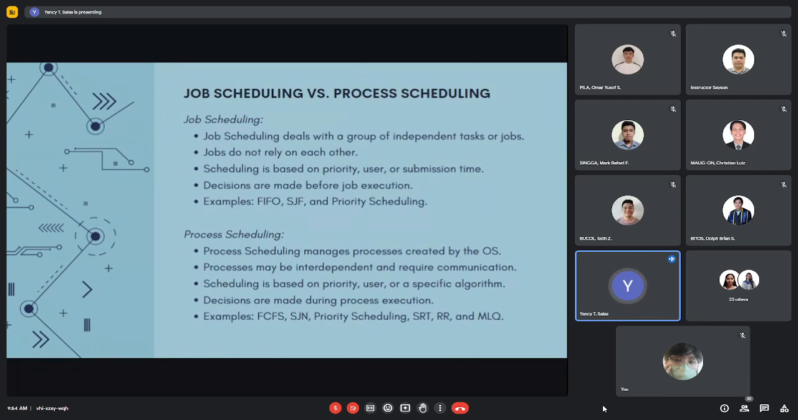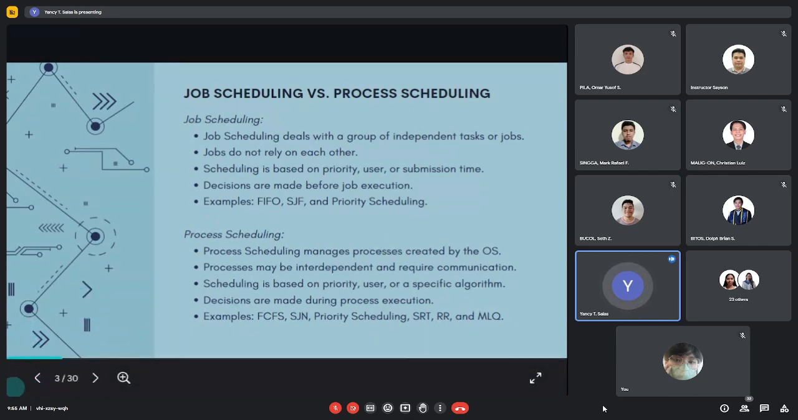It manages processes created by the operating system, and these processes may be interdependent and require communication with each other. The scheduling of processes is also typically based on priority, user, or a specific algorithm. Decisions regarding the scheduling of processes are made during the execution of the process. Examples of process scheduling algorithms include first come first serve, or FCFS, the shortest job next, or SJN, priority scheduling, the shortest remaining time (SRT), the round robin (RR), and multi-level queue or MLQ.